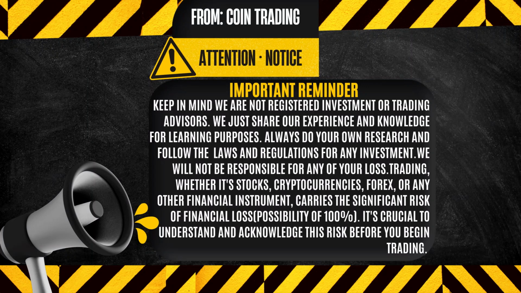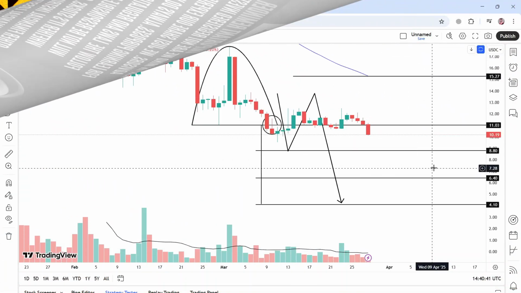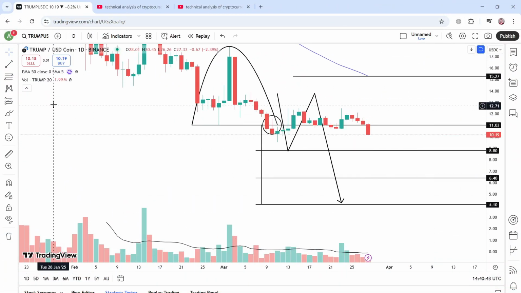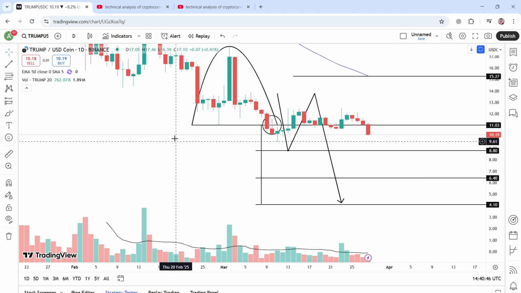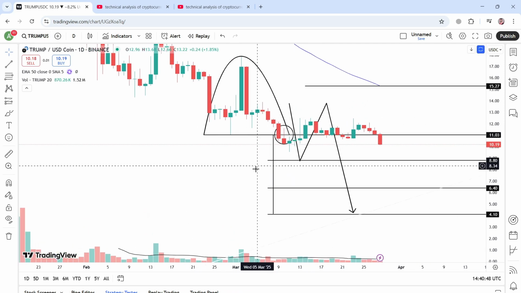Hello friends. In this video, I will share the technical analysis of Trump coin, ICP coin, ETC coin, KAS coin, and POL coin. I have opened the chart of Trump. If we look at this coin, currently this coin is moving in its downtrend.